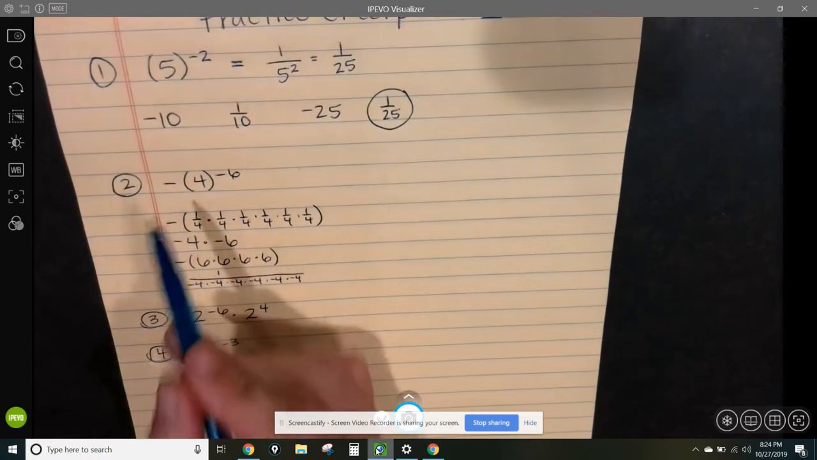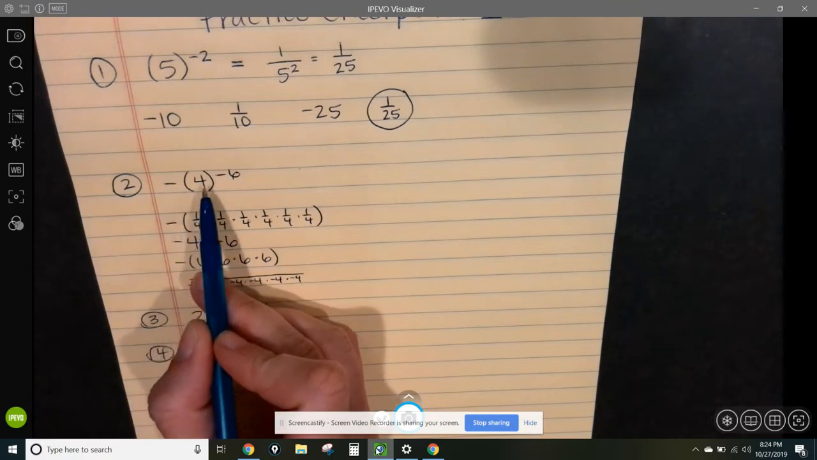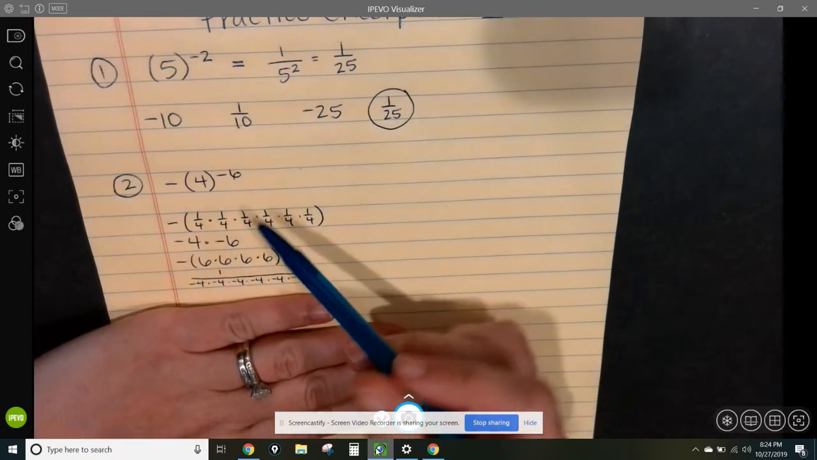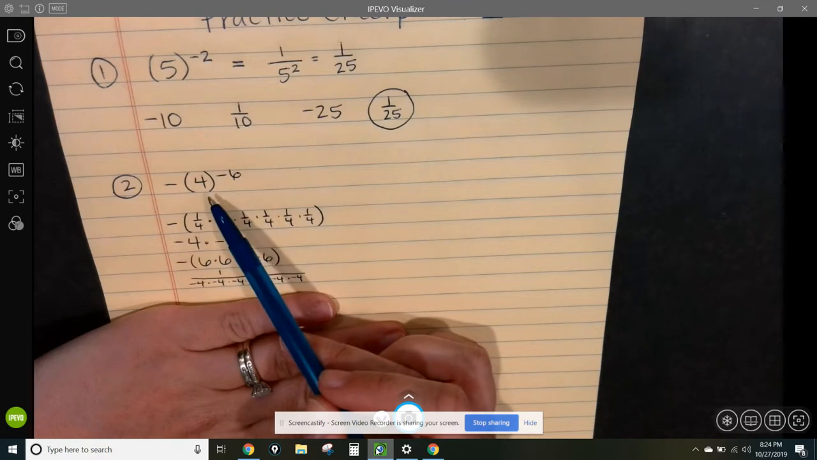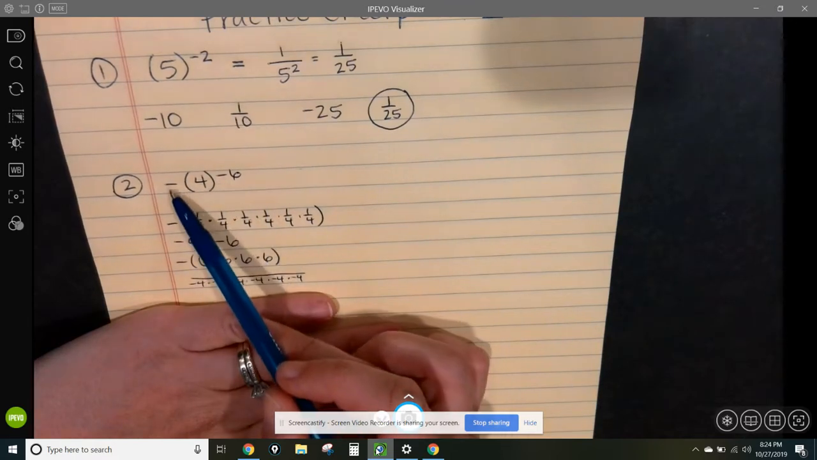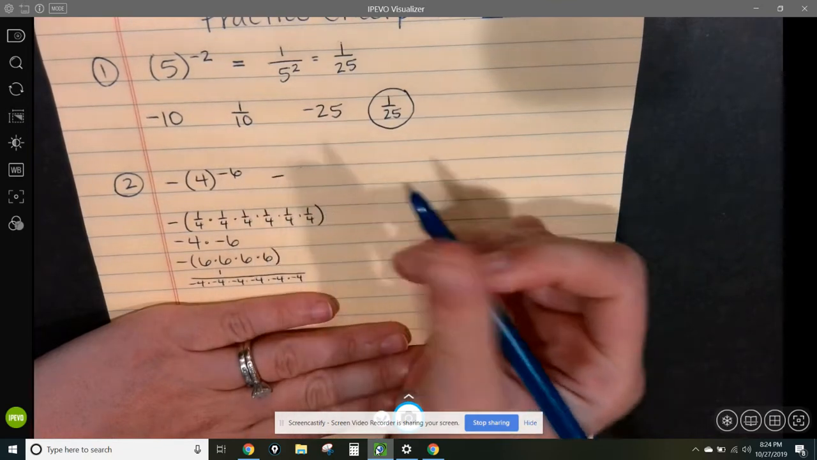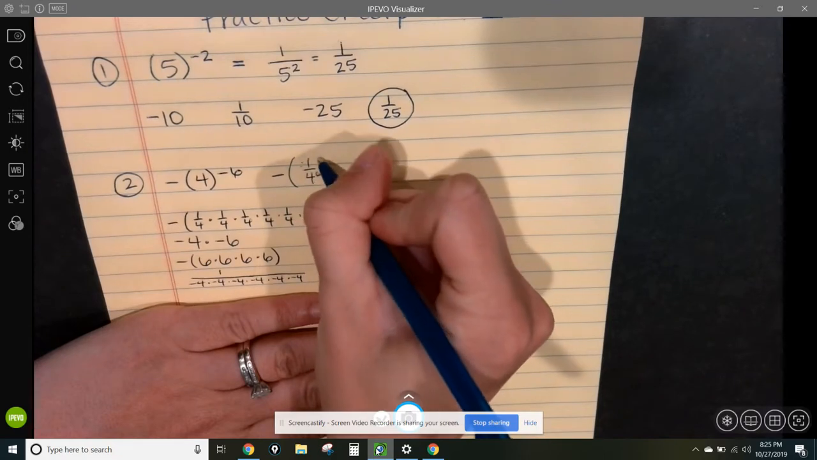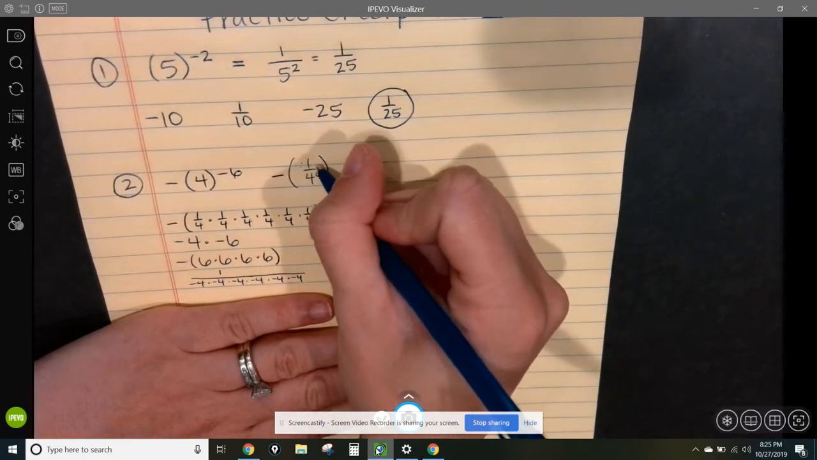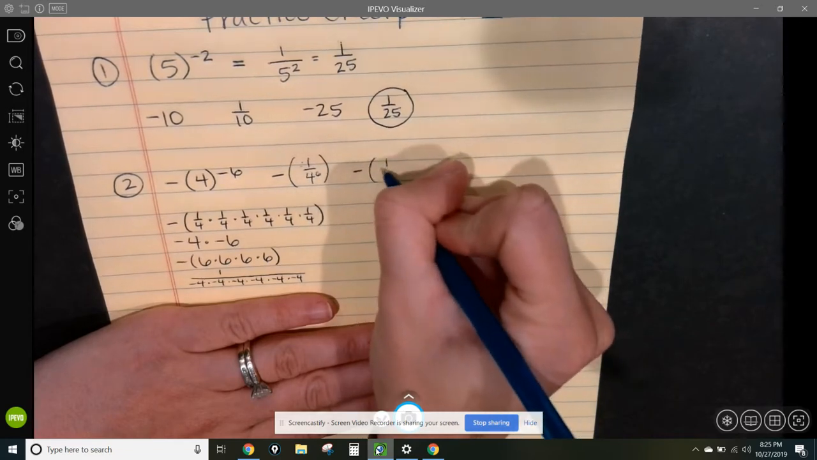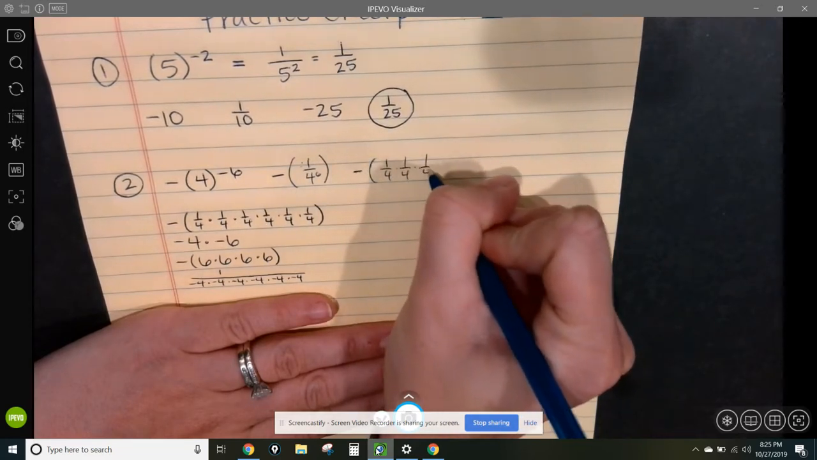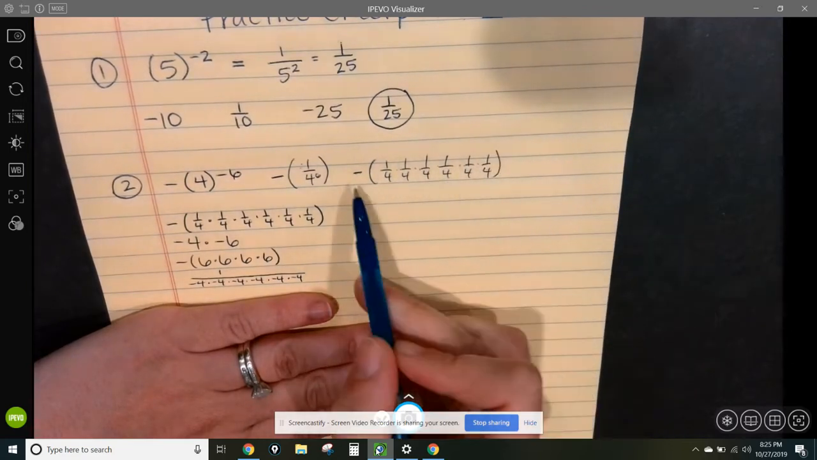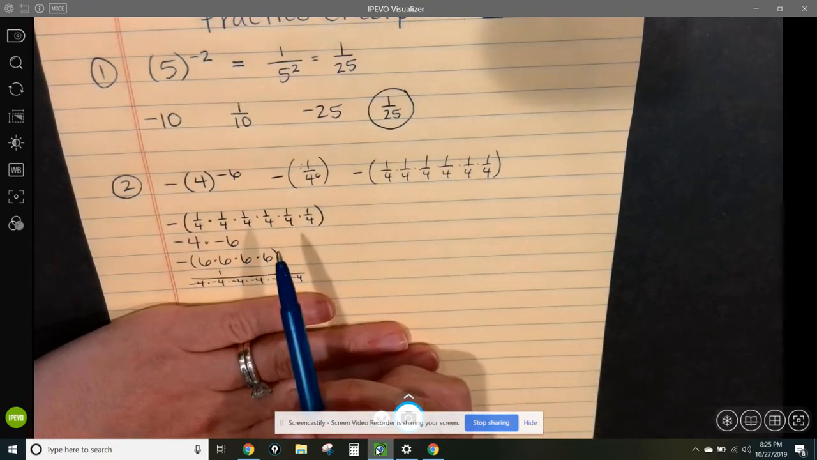Number 2. So we have a negative out front and then 4 to the negative 6 power. And again, this was multiple choice. You had to choose which of these 4 answers is the same as this. Thinking about 4 to the negative 6, just ignore that negative for a minute. I'm just going to leave the negative out front. 4 to the negative 6 is the same as 1 over 4 to the 6th power. And 1 over 4 to the 6th power is the same as saying 1/4 times 1/4 times 1/4, 6 times.